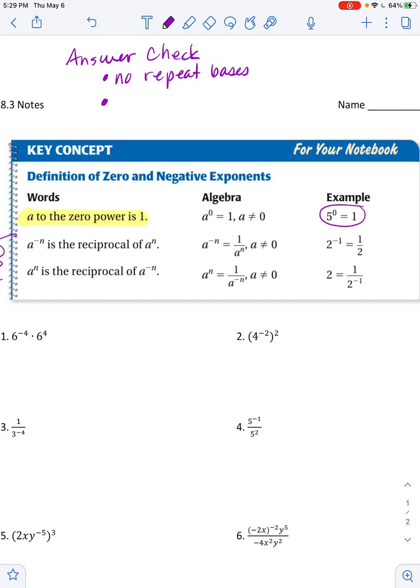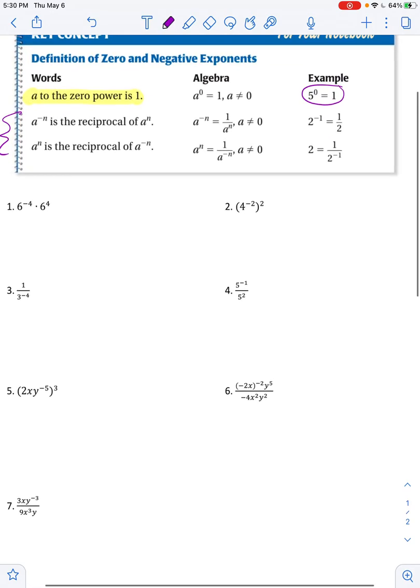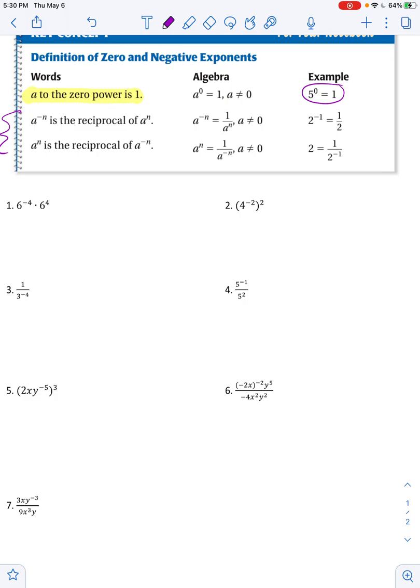Now there's going to be another thing you need to check when you do an answer. Your answer can have no negative powers. So those are things you want to look for when you're done, because if it has repeated bases or it has negative powers, your work is not done. So how do you get rid of those negative powers? Negative powers don't make anything negative. So that's kind of tricky.